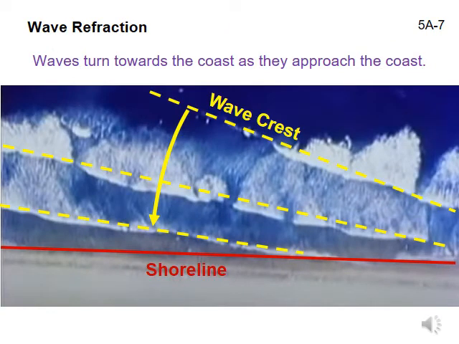Slide 7. This means that as waves approach a shoreline, they turn or bend towards the shoreline, a process we call wave refraction. Not reflection. Reflection is when a wave bounces off something, like a wall. The result is that wave crests tend to parallel or match the shape of the shoreline as they break.